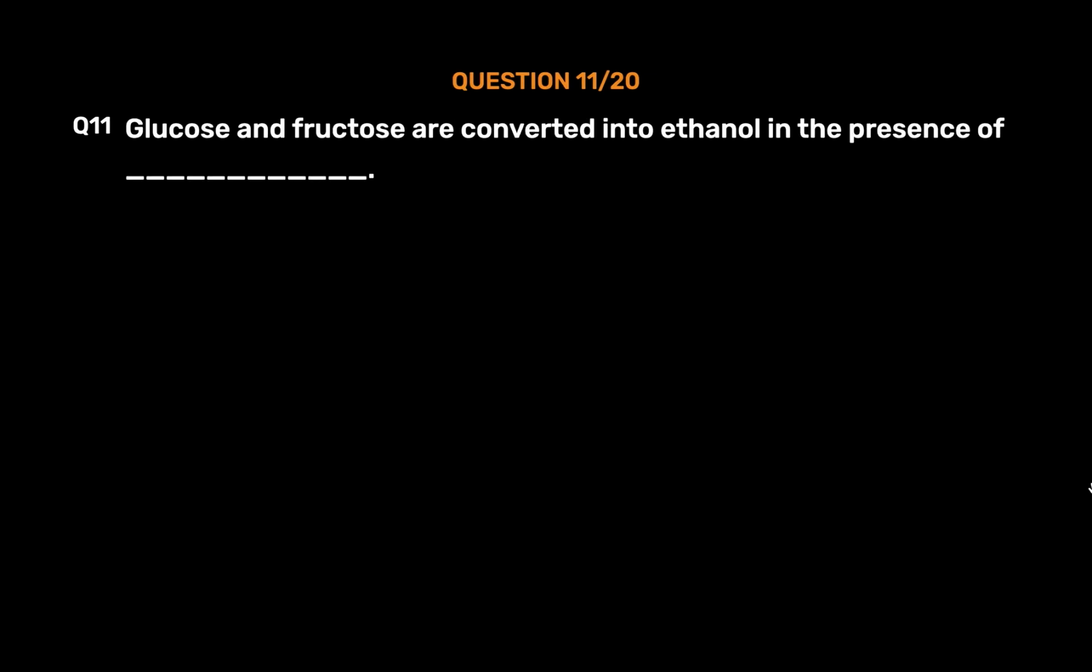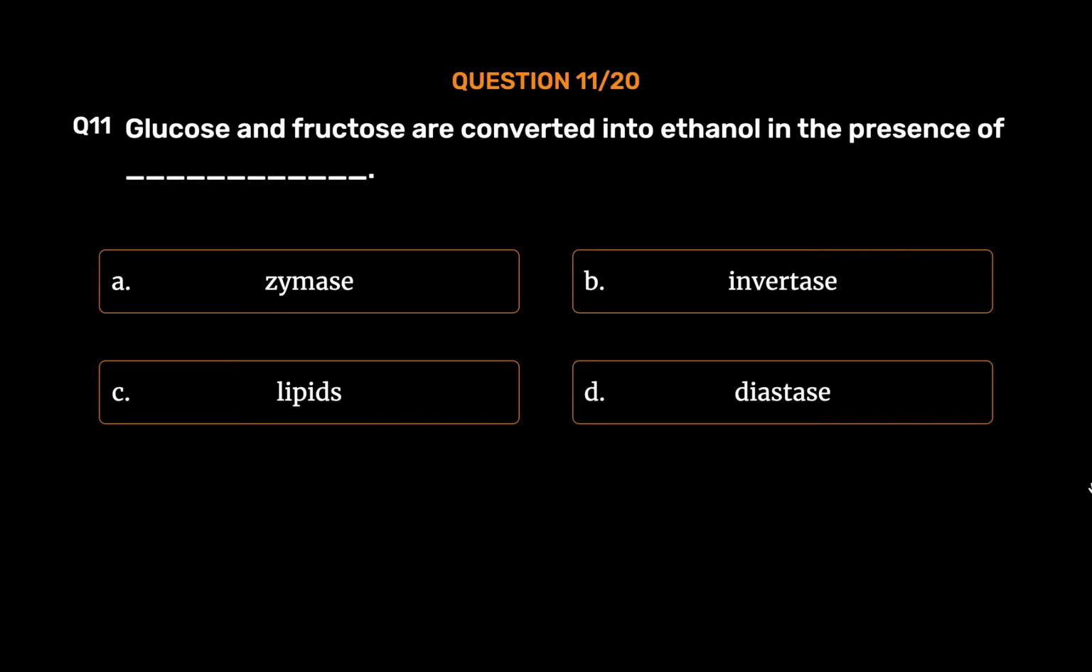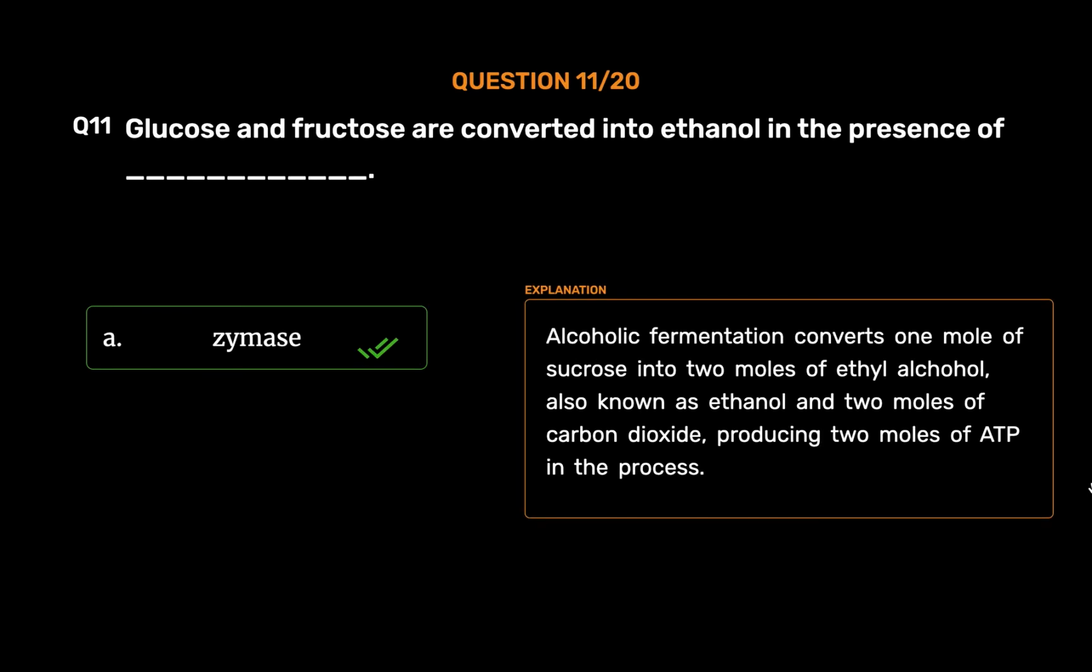Question number 11. Glucose and fructose are converted into ethanol in the presence of underscore. Option A, zymase. Option B, invertase. Option C, lipids. Option D, diastase. The correct answer is option A, zymase. Alcoholic fermentation converts 1 mole of sucrose into 2 moles of ethyl alcohol, also known as ethanol, and 2 moles of carbon dioxide, producing 2 moles of ATP in the process.